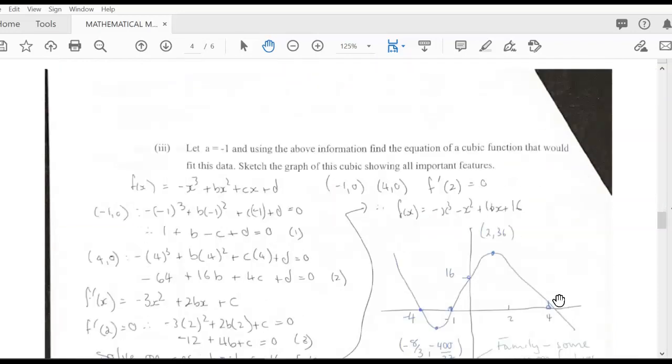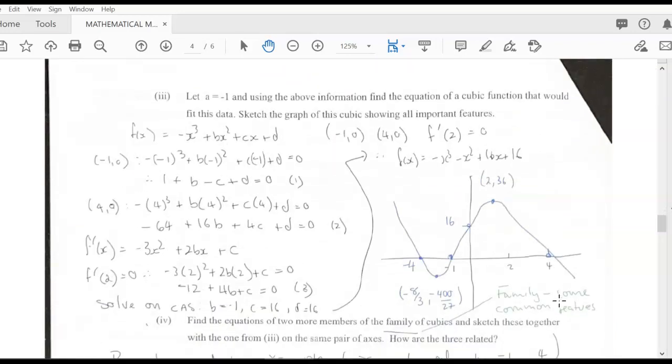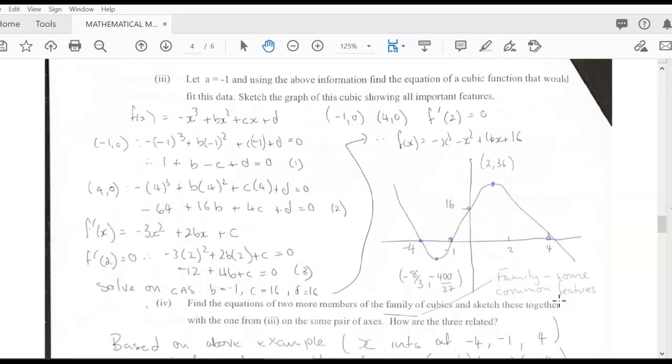All right, so we don't have all the information, but that's the cubic in terms of what information we do have. Part 3: let a equal -1 and use the above information to find the equation of a cubic function that would fit this data. Sketch the graph of this cubic showing all important features. So we know that a is equal to -1. Usually we would have our cubic function, f of x equals ax cubed plus bx squared plus cx plus d. But we know that a is equal to -1, so you can see here our coefficient of x cubed is already -1. So here is our first equation.